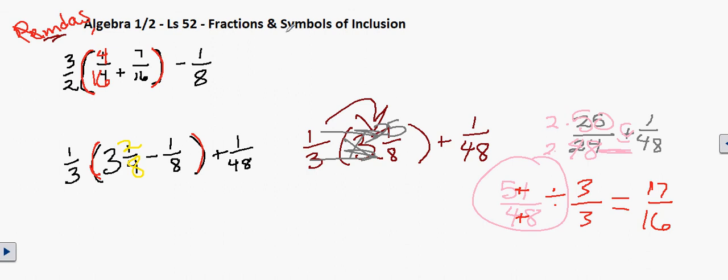Okay. That's symbols of inclusion with fractions. Why don't you do letter B for practice? Best of luck.